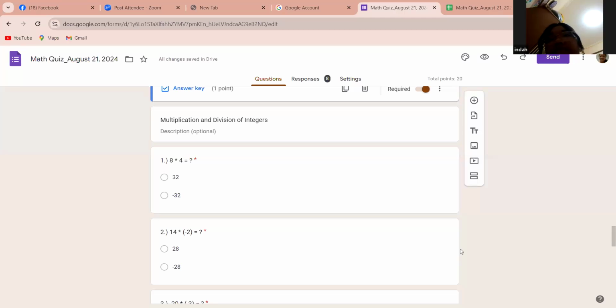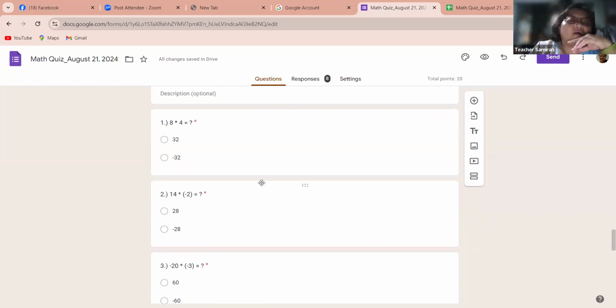So in other words, when we are going to multiply two same sign integers, the sign of the product will be positive. And when we are going to multiply two different sign integers, the sign of the product will be negative. Okay, take note about the rules. Okay, number 1.